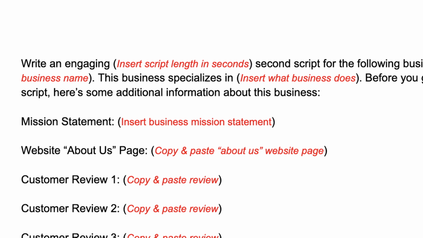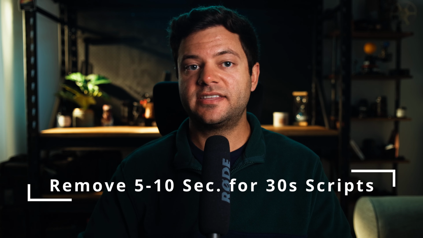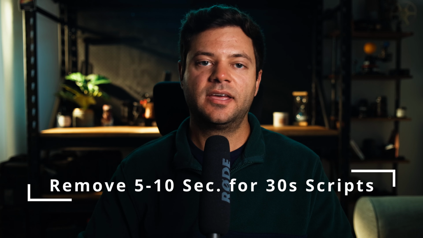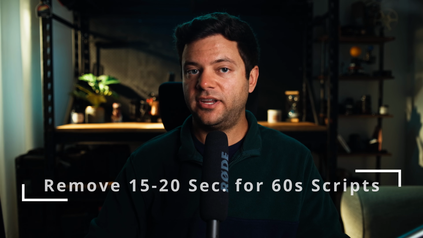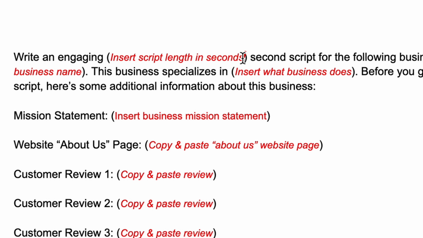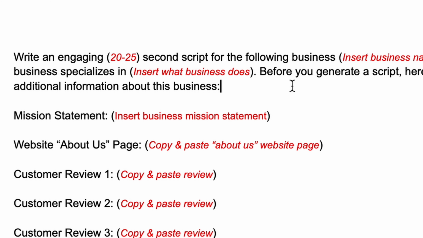First, we need to indicate how long our script needs to be. I have found if the final video is going to be 30 seconds long and you tell Gemini you need a 30-second script, it doesn't leave any breathing room for visuals. I recommend taking off between 5 to 10 seconds for a 30-second script and 15 to 20 seconds for a 60-second. So if our final video is going to be 30 seconds long, I would tell Gemini to give me a 20 to 25-second script, but play around with it and see what results you like best.